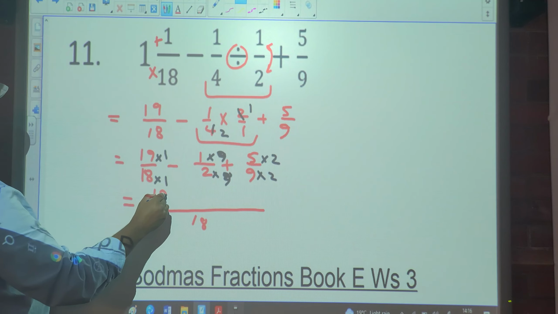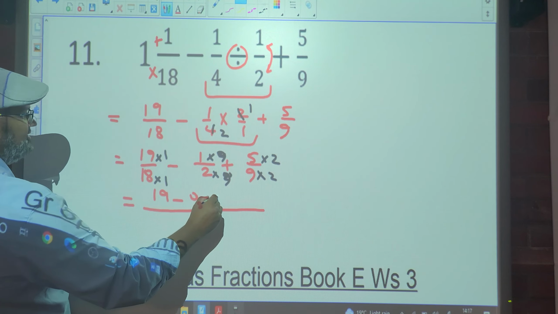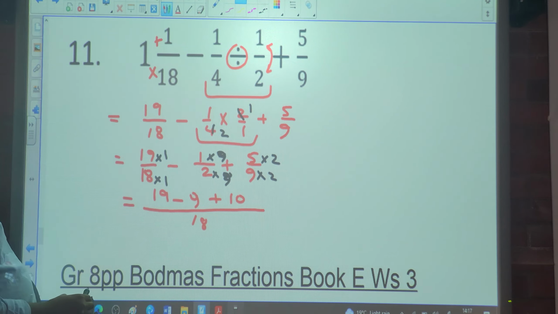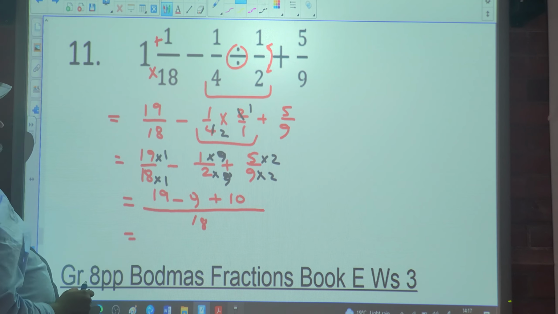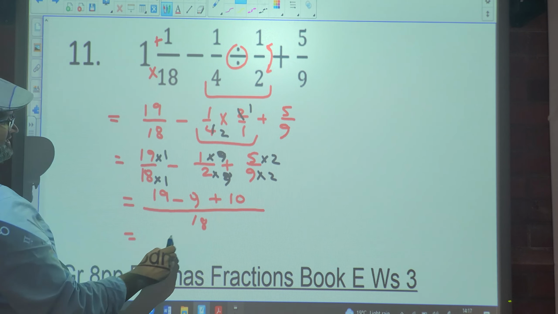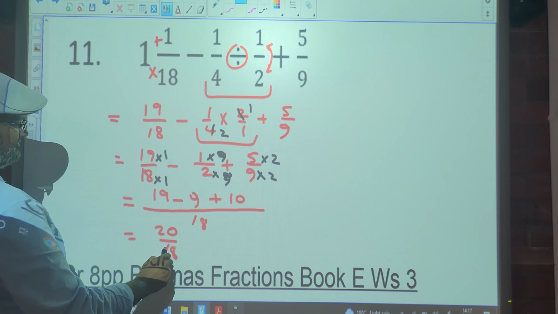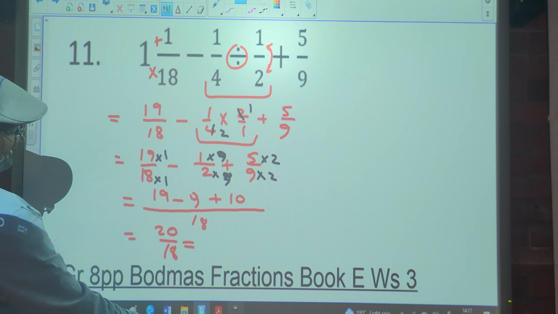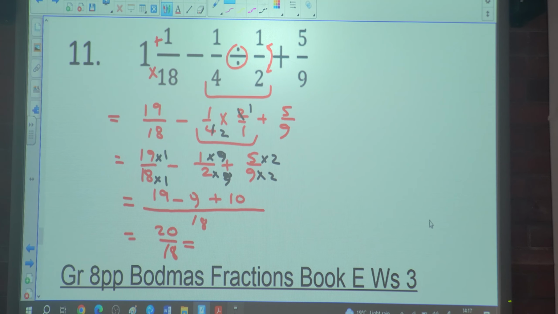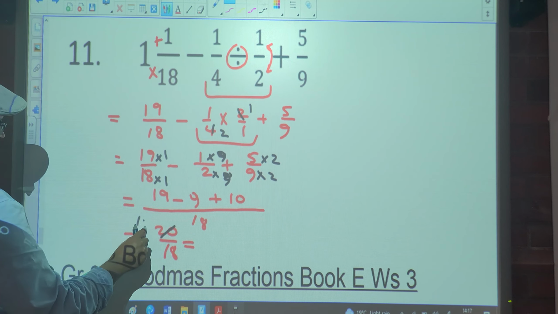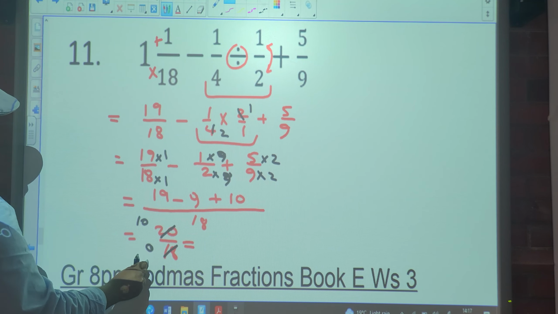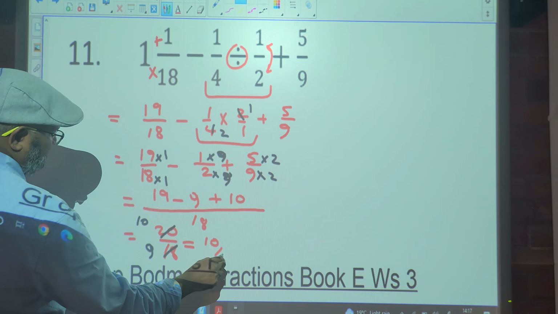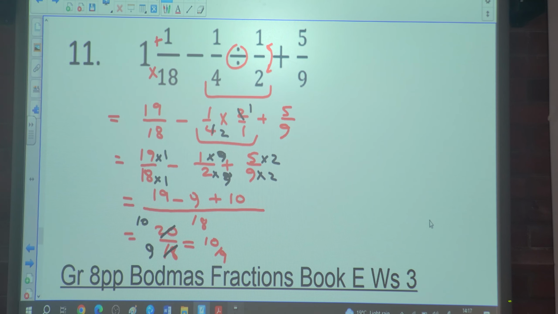19 multiplied by 1 is 19, minus 9, plus 10. 19 minus 9 is 10, and 10 plus 10 is 20 over 18. What number goes into 20 and into 18 without remainder? 2. 2 goes into 20 10 times and into 18 9 times. So the answer is 10 over 9, or rather 1 and 1 over 9.